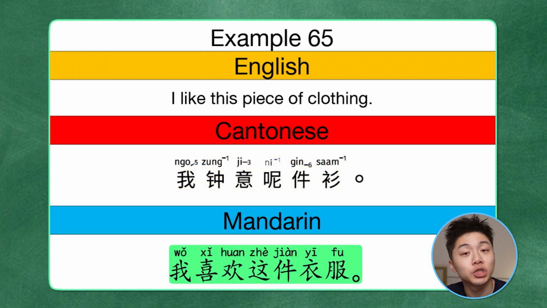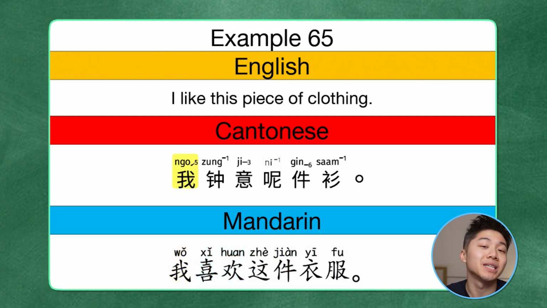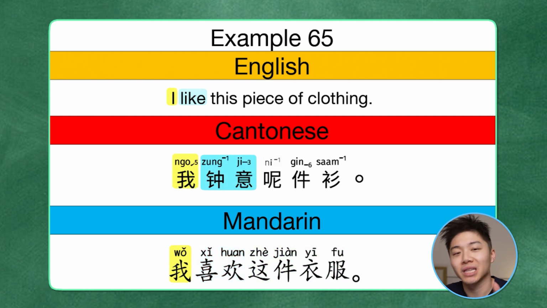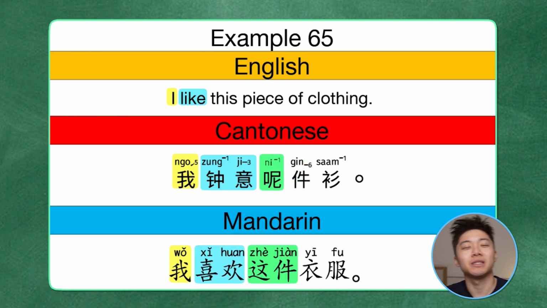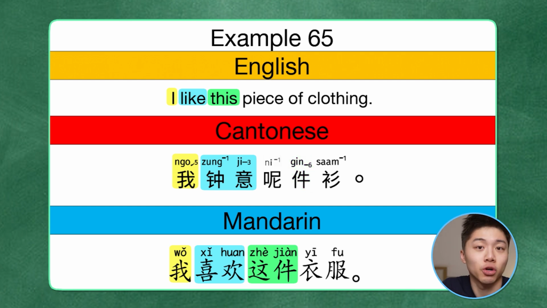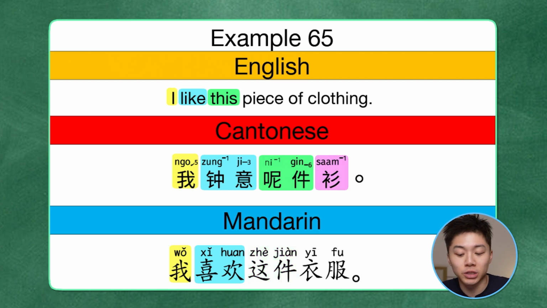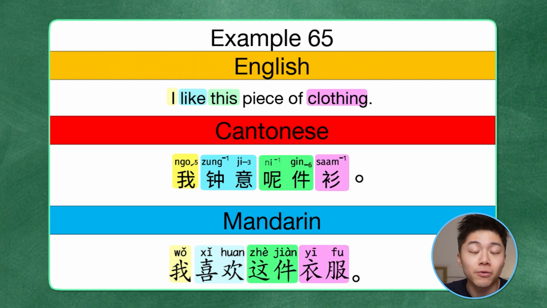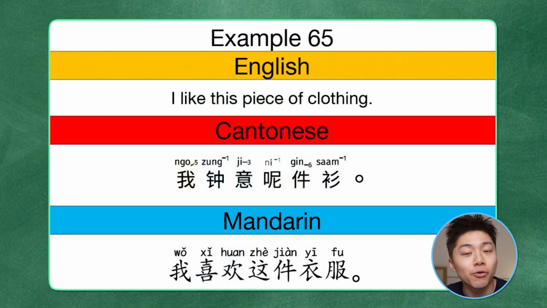我喜欢这件衣服. So 我 is I in Mandarin 我. 鍾意 means to like, in Mandarin 喜歡. 呢 is basically this. Then 件 is basically the measure word for a shirt. Remember measure words, like this bottle of water. Well, this 件 shirt. So 呢件衫, Mandarin 這件, and then 衫 is clothing, in Mandarin 衣服. I like this piece of clothing. 我喜歡這件衣服.